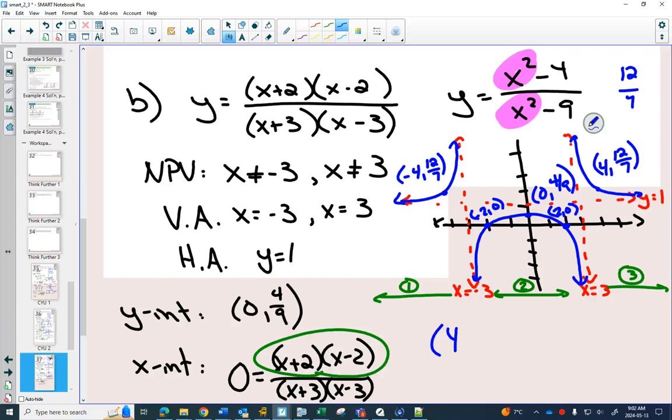So as far as our nice points go, sometimes your graph feels like you can graph it quicker, and sometimes it takes longer. The steps, though, stay the same all the way through for each of these.